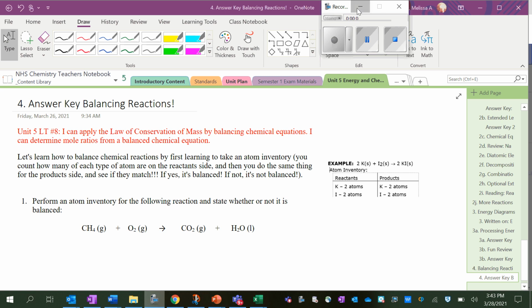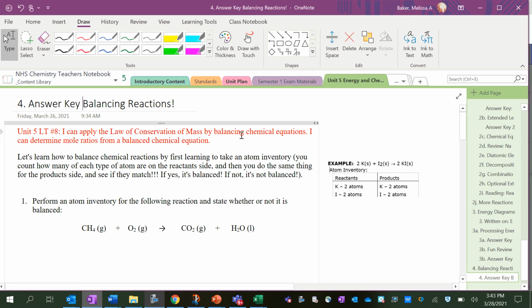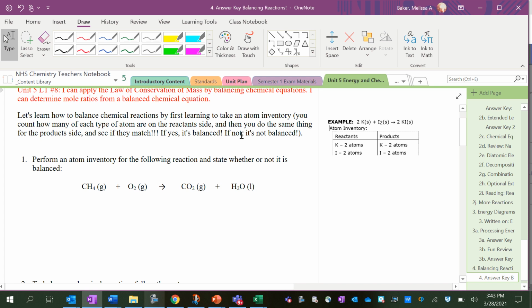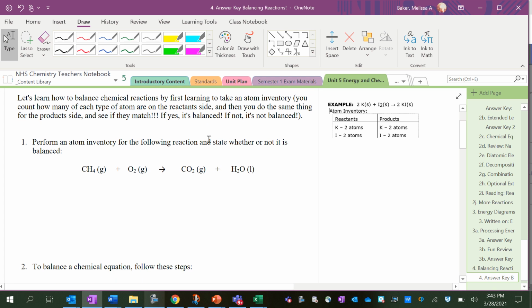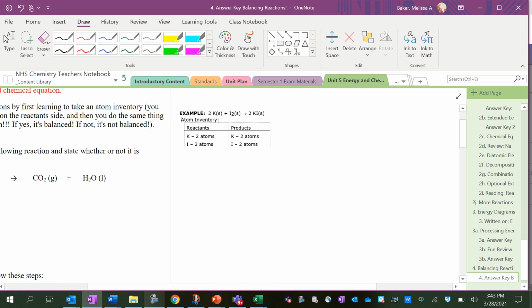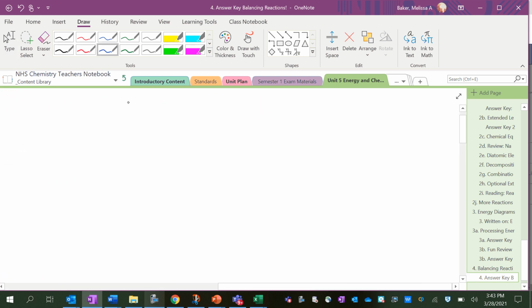All right, let's talk about how to balance reactions. So let's learn how to balance them by first learning to take an atom inventory. You can do this if you know how to count, but it's a little trickier than that because sometimes it can be confusing when there's a number out front to know how many of each element there are. If you have two NaCl's, that means there's two Nas and there's two Cl's.